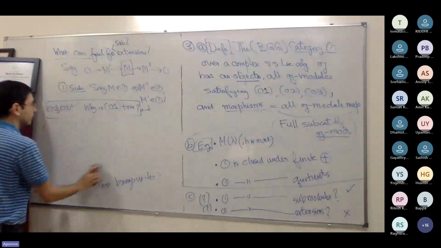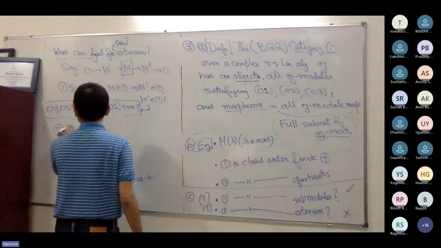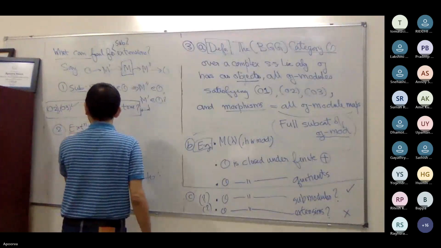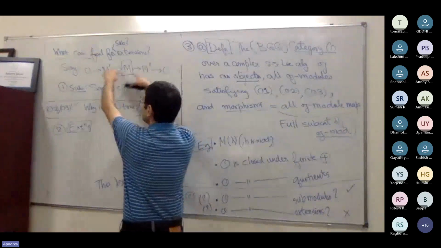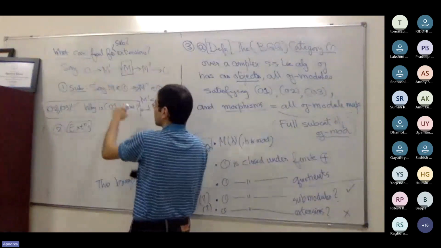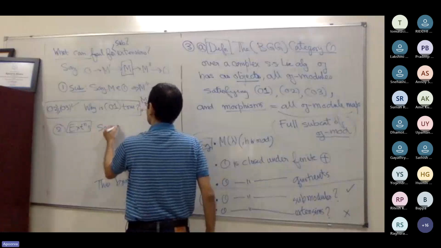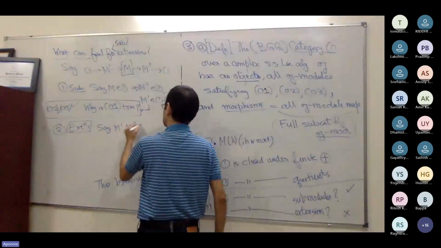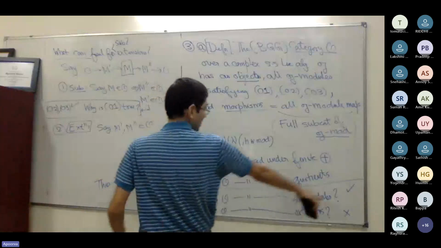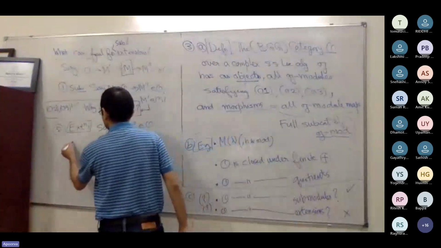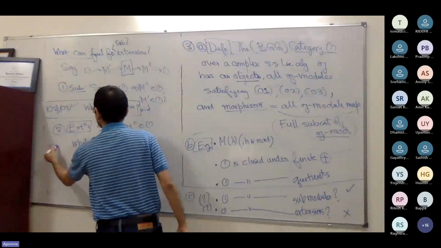So second is extensions. If the middle module is in category O, then we will prove that both the side modules are. The question is, if the side modules are in category O, is it true that the middle one is? And the answer is no. What can fail? Is M in O?